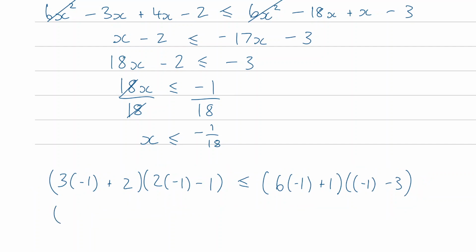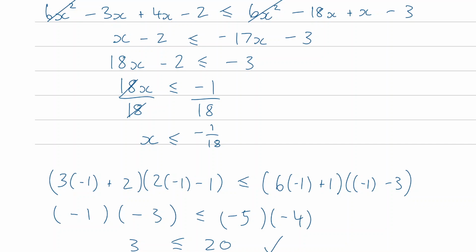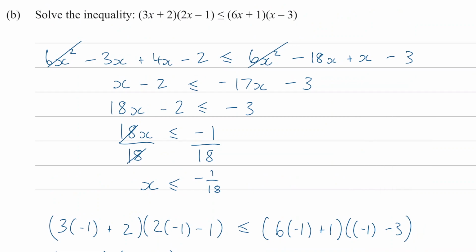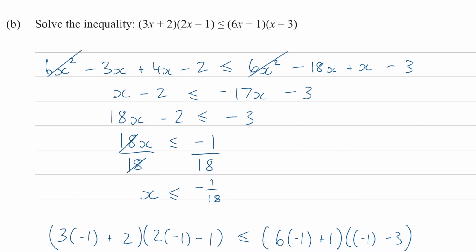So we have negative 3 plus 2 is negative 1. We have negative 2 minus 1 is negative 3. We have negative 6 plus 1, negative 5. Negative 1 minus 3, negative 4. Multiplying these out is positive 3 less than or equal to positive 20. Yes, it is. So by picking x as negative 1, the inequality holds true, which gives us some confidence. It's not definitive confidence, but tells us that, all right, we're probably right. So let's just give ourselves a tick. Call it a day.